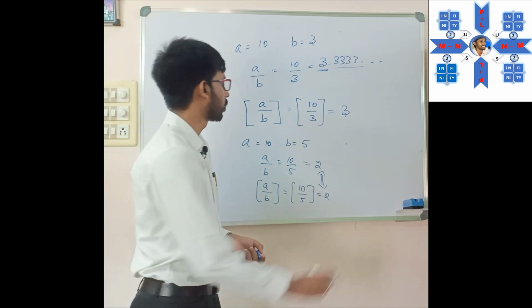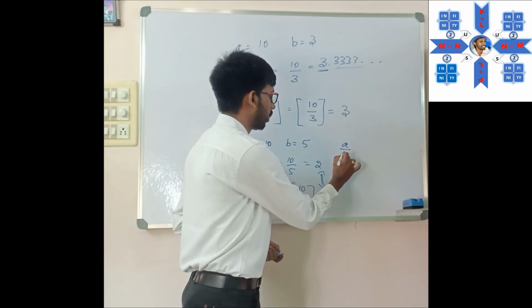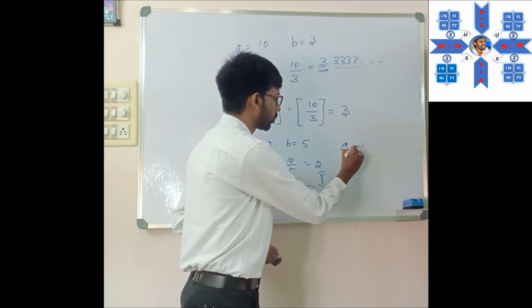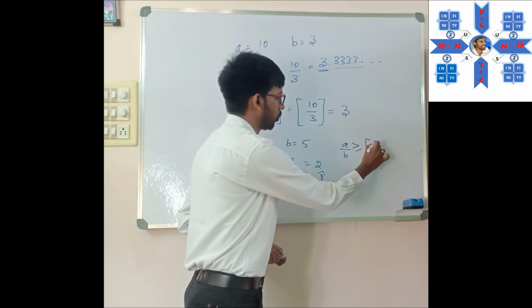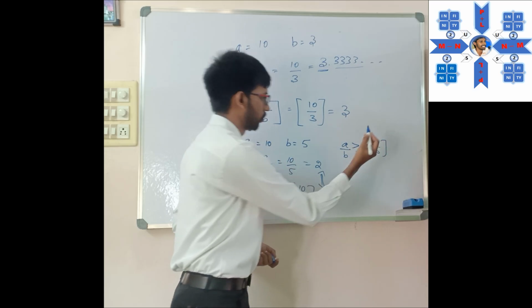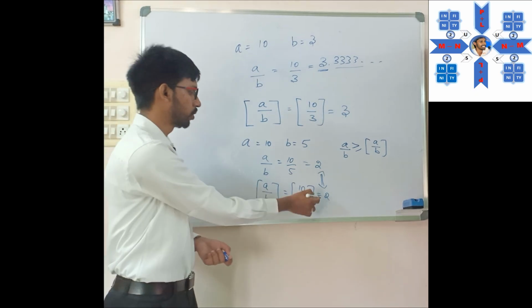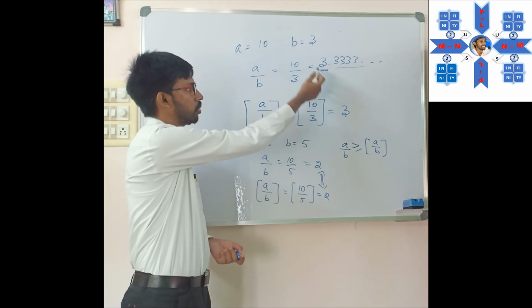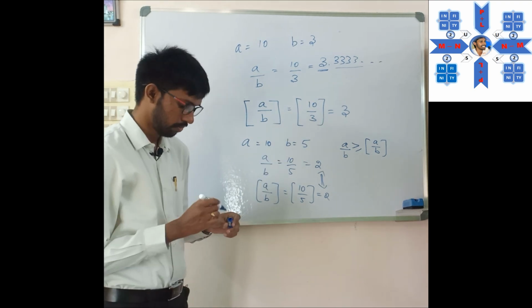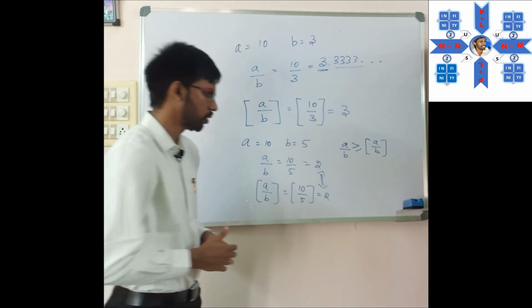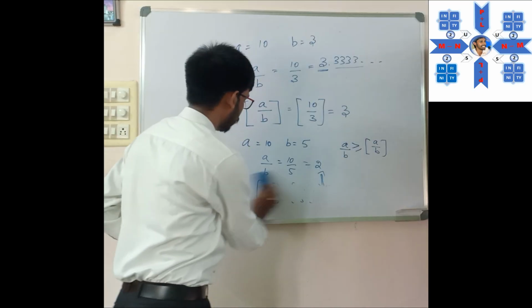So that's where we can come to a conclusion that A by B is greater than or equal to the greatest integer function of A by B. Here we can observe the equality, and here we can observe A by B is strictly greater than the integer function. So these are the preliminaries to understand the greatest integer function.